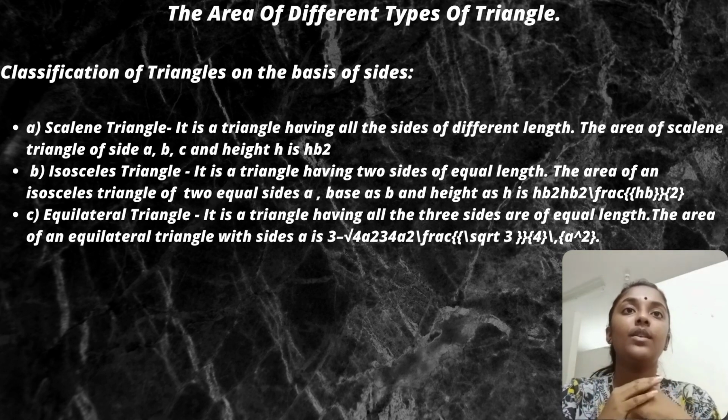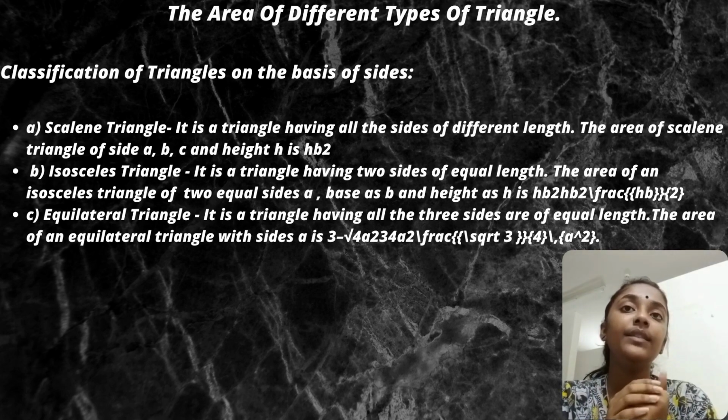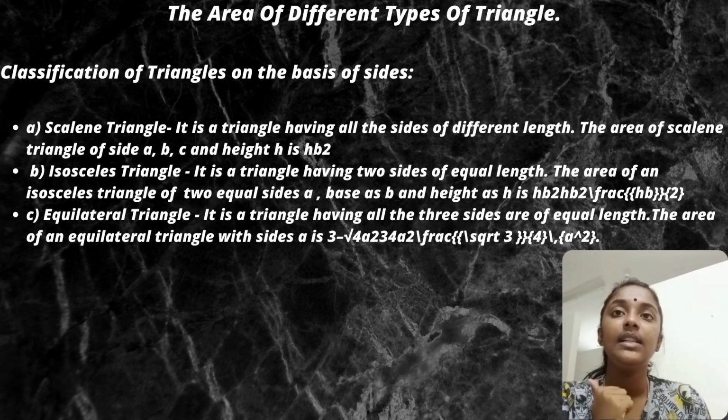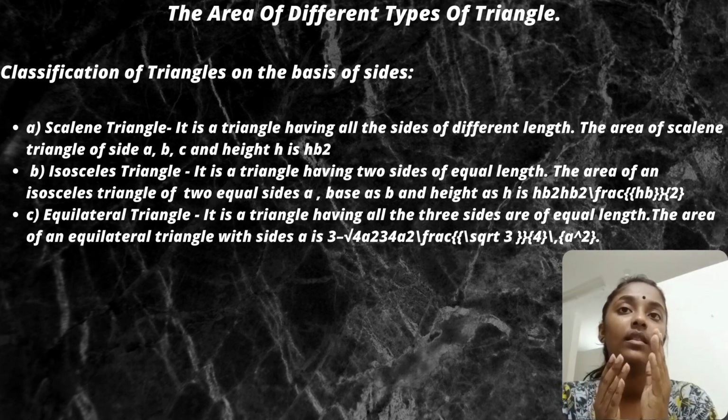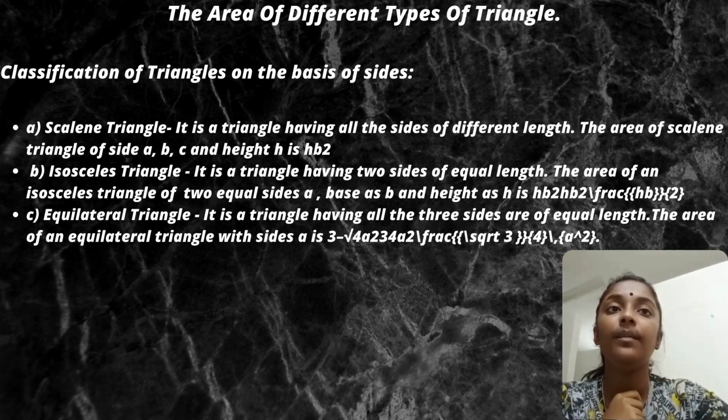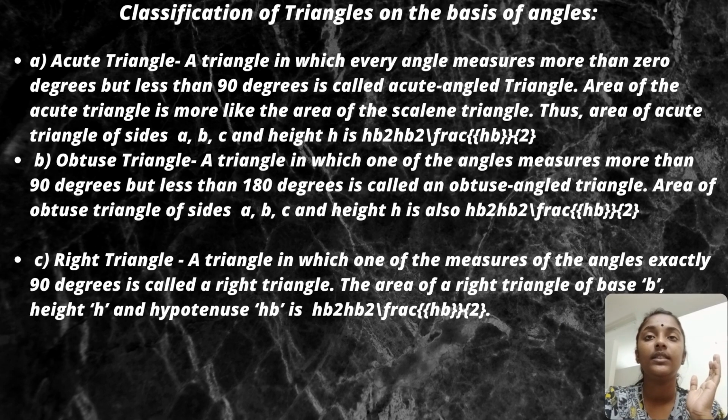Types of triangle. Classification of triangles on the basis of sides. There are three types of triangle: scalene triangle, isosceles triangle, and equilateral triangle. And this is what these three triangles mean. This is an example of classification of triangles on the basis of angles. There are three: acute triangle, obtuse triangle, right triangle.